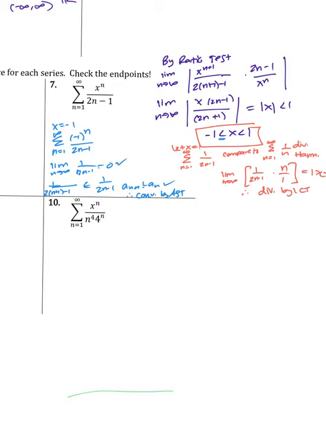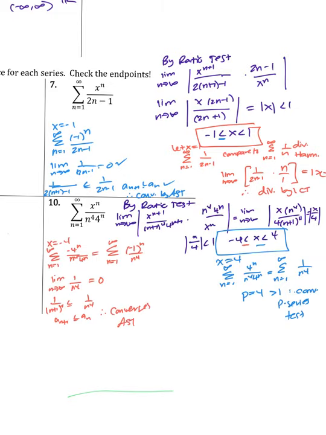Since number 10 is right there and easy to see, why don't you go ahead and pause the video and see if you can get all the way through number 10 on your own, including checking those endpoints. So what you're going to see happen on 10, by the ratio test, is that our interval of convergence is -4 less than x less than 4. Both endpoints, when you check them, end up converging.